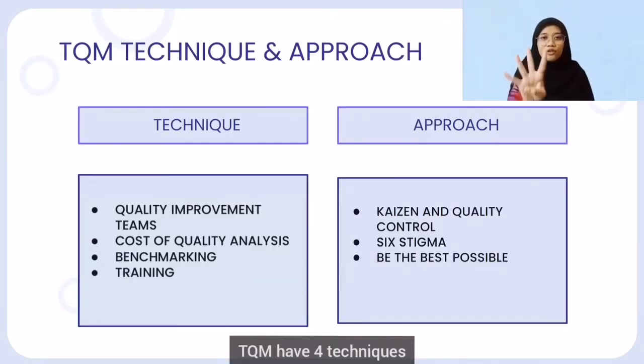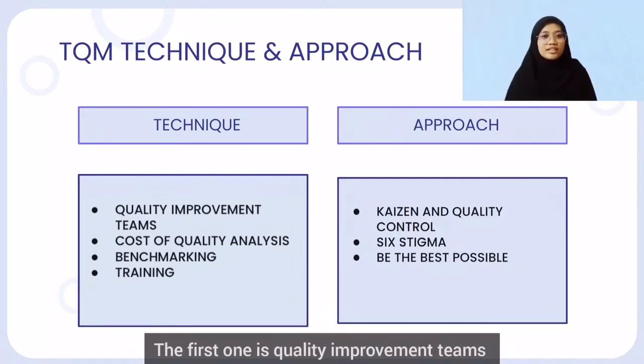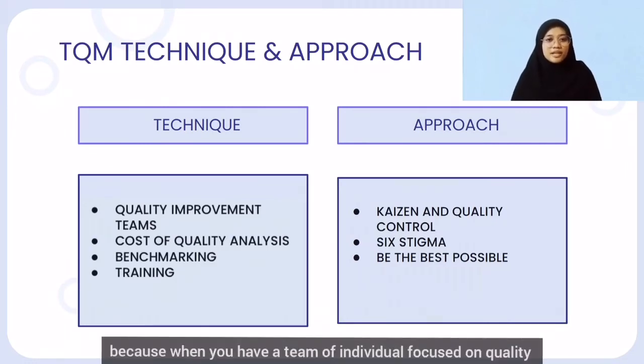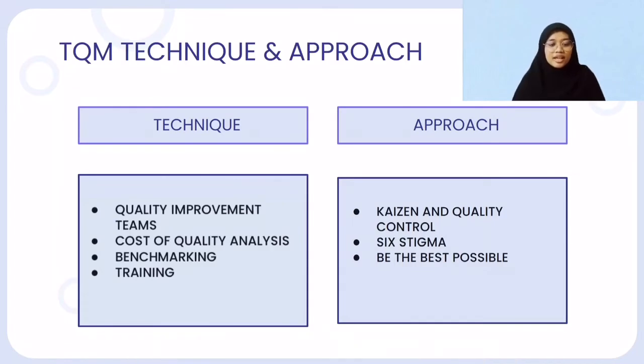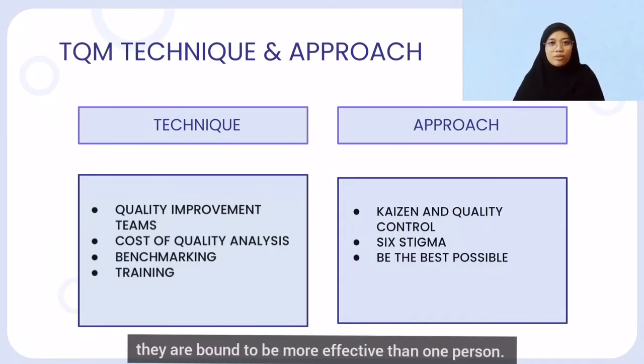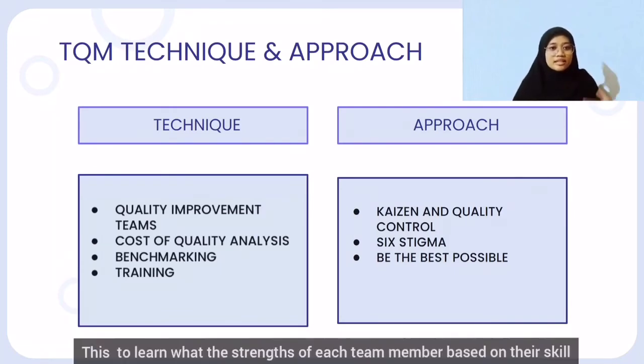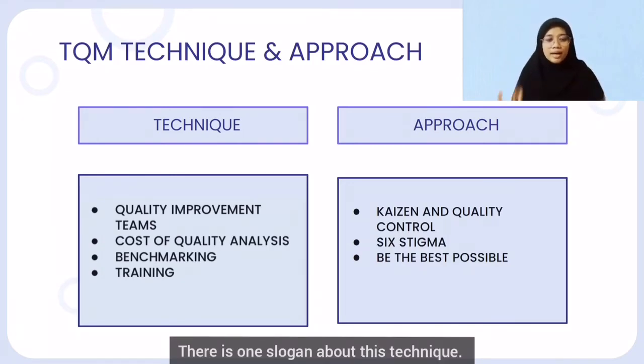TQM has 4 techniques. The first one is quality improvement teams, defined as an excellent solution to problems that arise in business, because when you have a team of individuals focused on quality, they are bound to be more effective than one person. So, what is the objective of this technique? It's to learn the strengths of each team member based on their skills. There is one slogan about this technique: two heads are better than one.